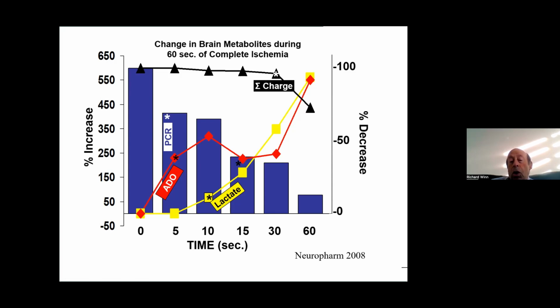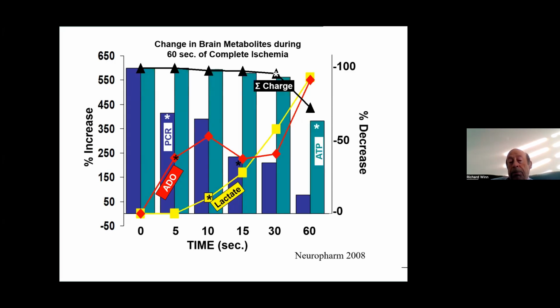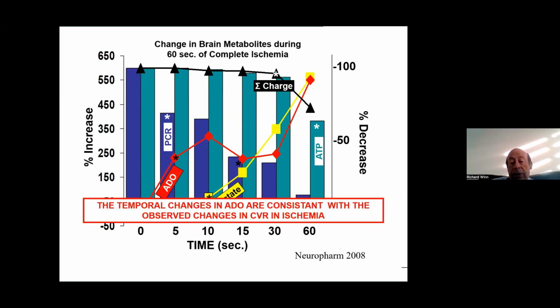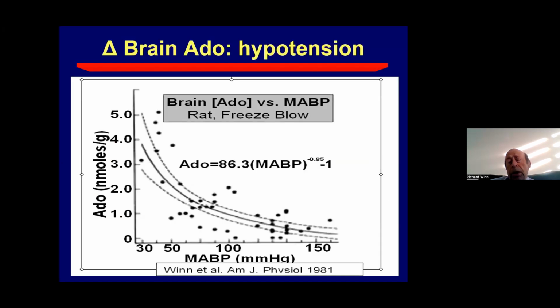Here's energy charge, another proposed regulator. Here's ATP, which remains elevated for 30 seconds after complete ischemia. That's principally because phosphocreatine is degenerating and cleaves off one ATP, which then maintains ATP intracellularly. So in that regard, the temporal changes in adenosine are consistent with the observed changes in cerebral vascular resistance.